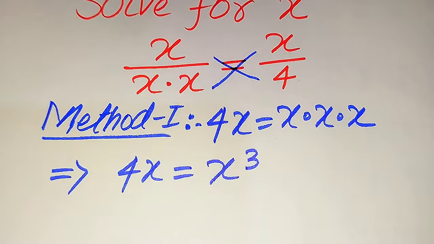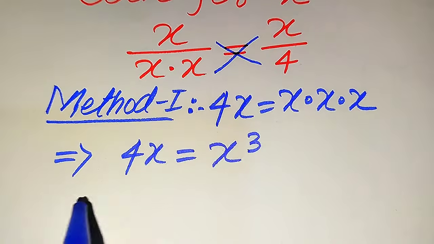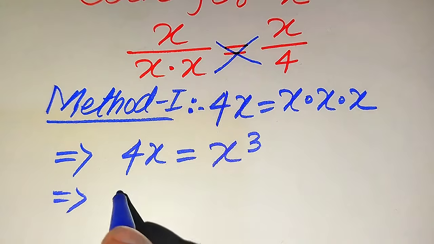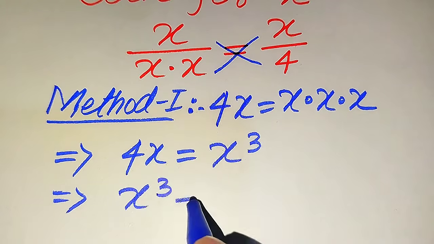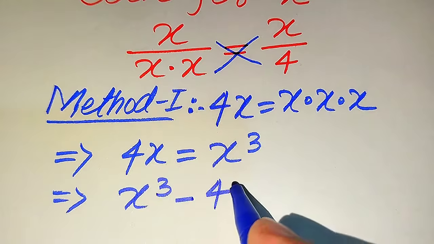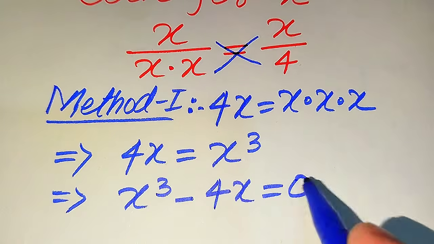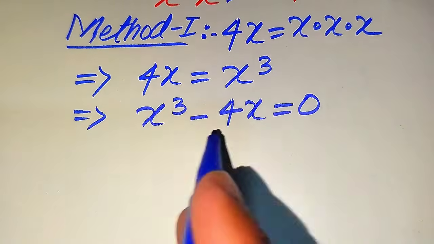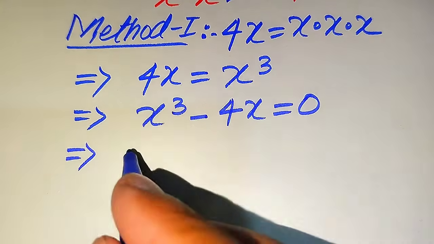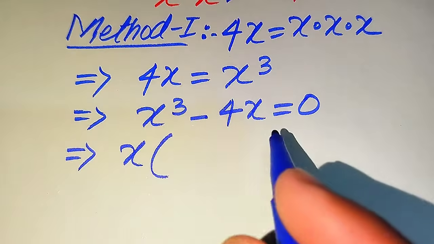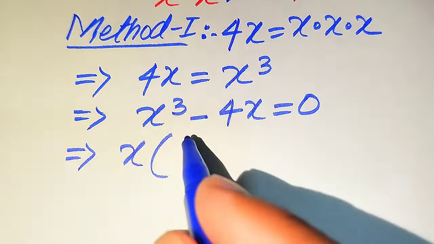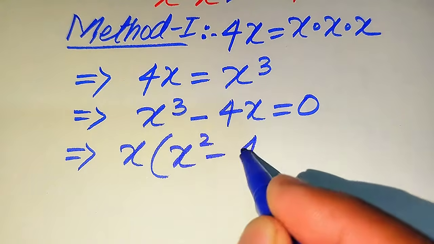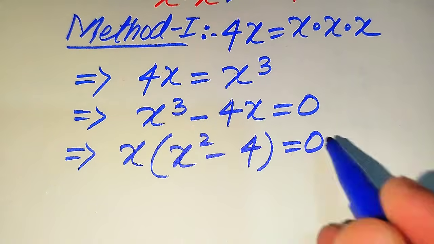And further in the next step we need to move this 4x to the right hand side. It is a positive term. When we move it to the right hand side, it becomes negative, and we get x cubed minus 4x, and this whole equation is equal to 0. And now you see here both of these terms involve x, so we will take common x from here, and when we take common x we get the remaining values: x squared minus 4 is equal to 0.